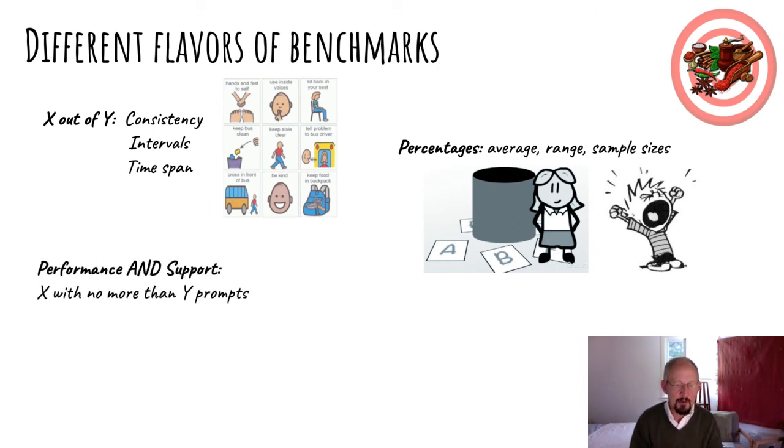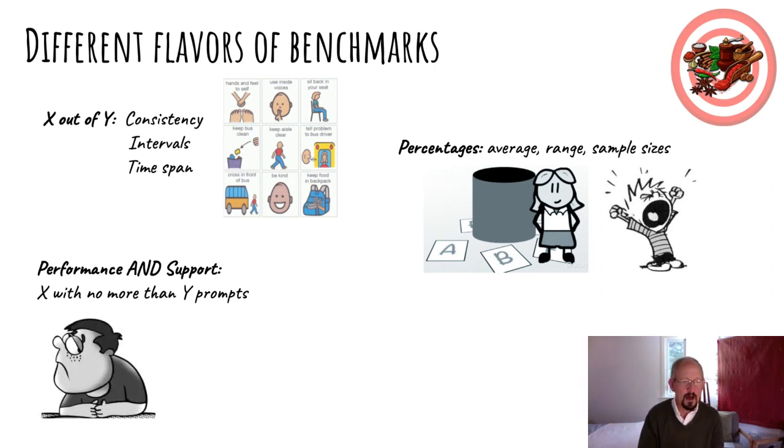Okay. Another thing that can be often very helpful in a benchmark is to indicate both a performance measure along with a support measure. So, a student will do X, whatever that performance measure is, with no more than Y prompts. So here we're indicating a benchmark which has one statistic assigned to the performance piece and another statistic which has to do with level of support.